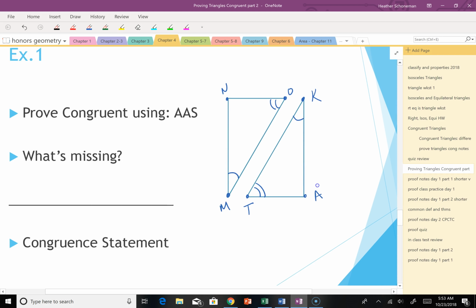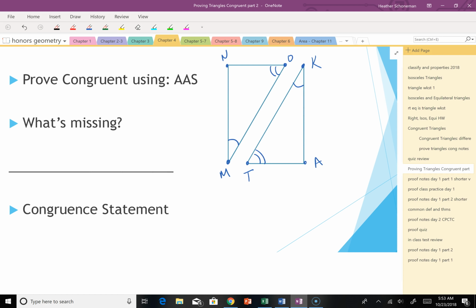Okay, these last couple are a little bit different. We're going to prove these triangles are congruent by angle, angle, side. But one fact is missing, so we've got to figure out what fact is missing. So let's look. Well, I've got these angles congruent, so that's one fact. I've got these angles congruent, so that's a second fact. So what I'm missing is the side. Because this is angle, angle, side, it cannot be the included side.